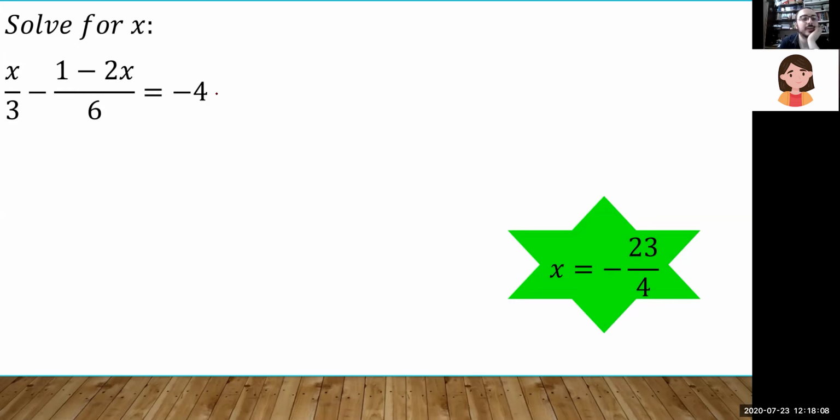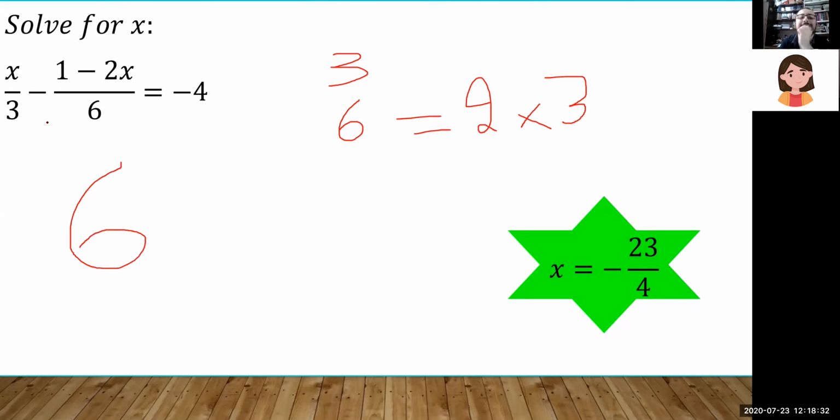So here you need to find the LCD of 3 and 6. What is the LCD of 3 and 6? 3 is a prime number and 6 is equal to 2 times 3. So 2 times 3 is the LCD. The LCD is 6. So this one you multiply it by 2 and here by 2. Here you already have 6, you do nothing.